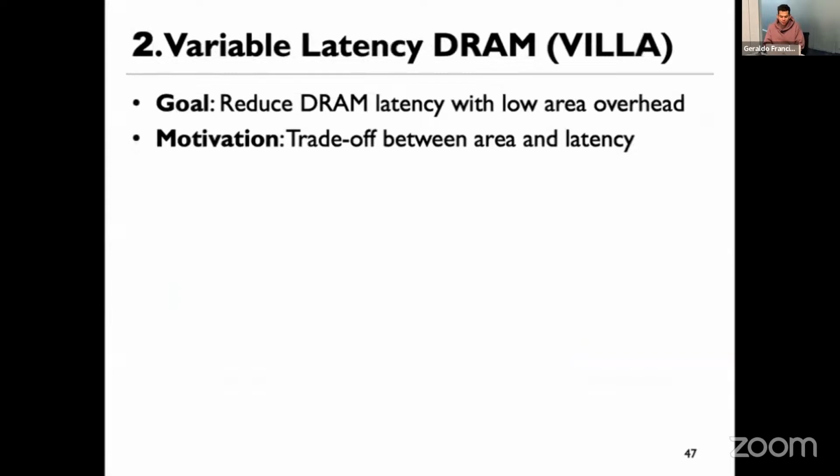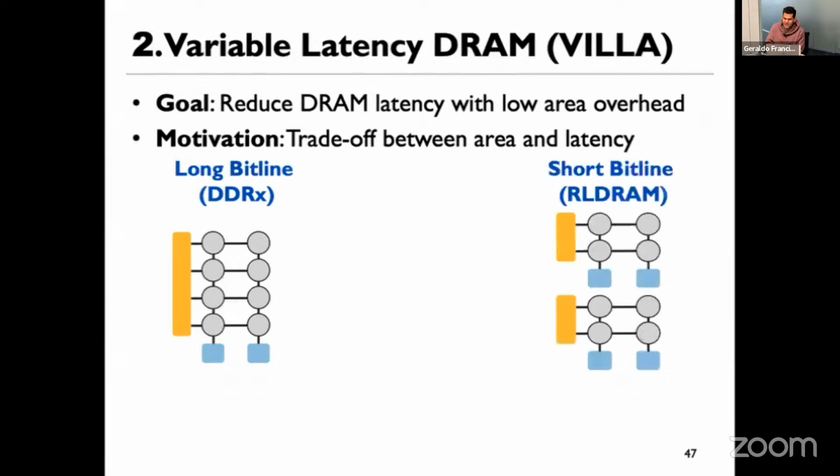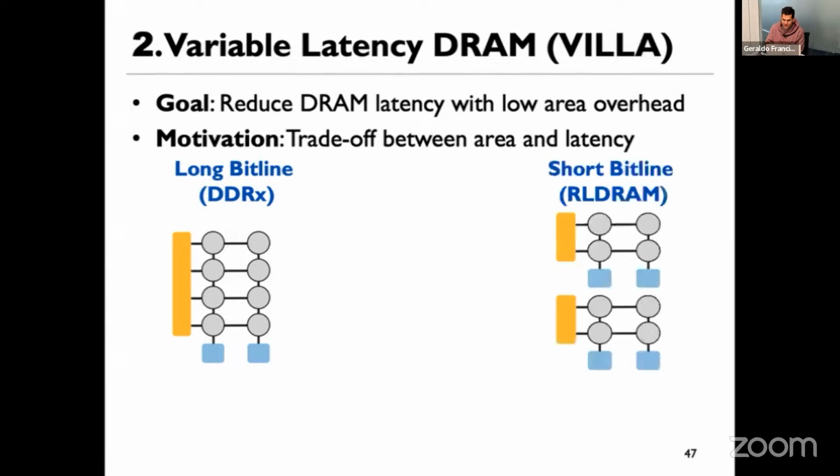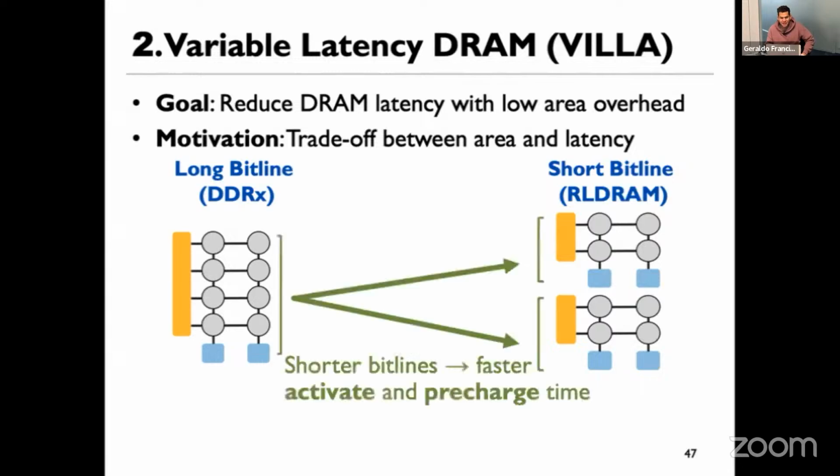We also implement two other techniques using this approach. The first one we call variable latency DRAM, VLA. The goal here is to reduce DRAM latency with low overhead by trading off area and latency. The main idea is that if you have really long bit lines inside the DRAM chip, your sensing latency is going to increase. So we can reduce the sensing latency by chopping the bit lines, having shorter bit lines, which allows us to have a faster activation and precharge time.